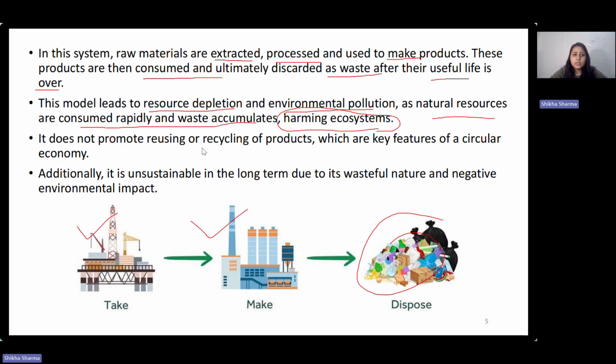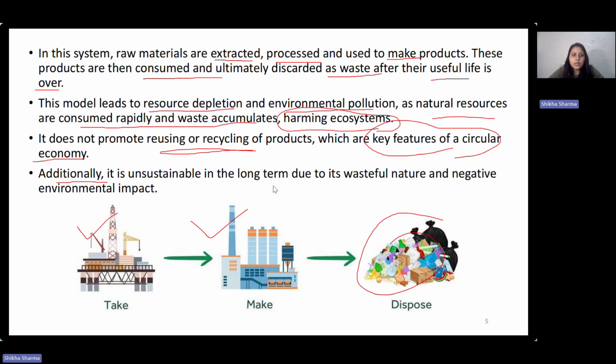It does not promote the reuse or recycle concept of the products, which is the key feature of the circular economy. This makes the circular economy different from the linear economy. In linear economy, there is no concept of reusing or recycling of the product, whereas in circular economy, a product which is at the end of its life, we are going to reuse it or recycle that particular product, whereas in linear economy we're not going to do that.